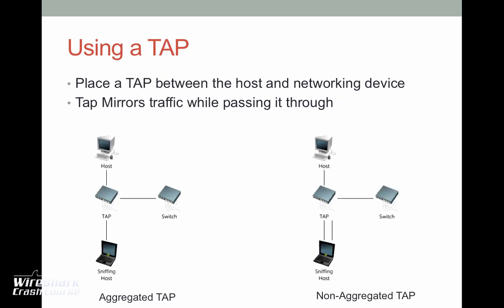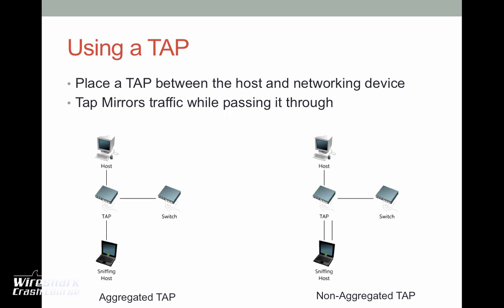A tap is a device that sits in between the network and the device. It acts similarly to placing a hub in line, like we talked about in the previous slide, but it passes all the traffic between the network and the device in real time while also mirroring the data to the sniffing host. So there are two types of taps, aggregated and non-aggregated.